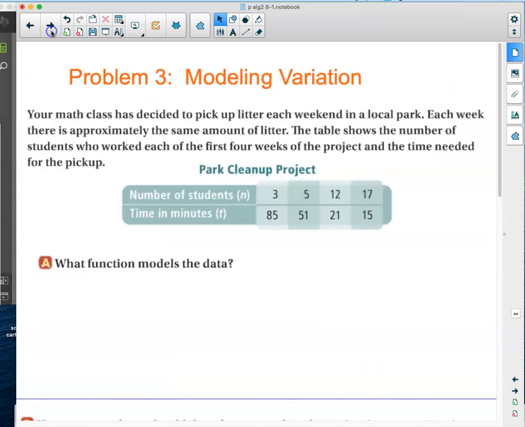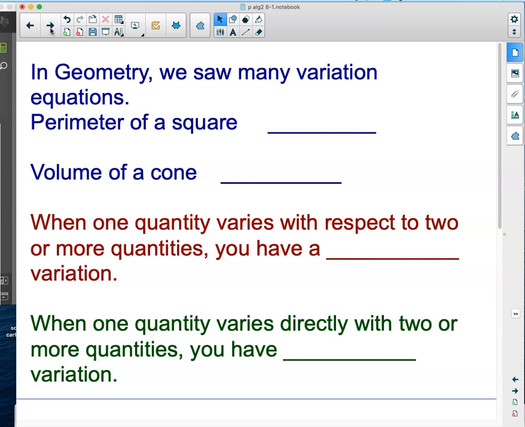So that brought us to this page. And geometry formulas are kind of famous for being direct and inverse variation and that kind of thing. So perimeter of a square. The perimeter of a square is 4 times the length of each side. Well, that's definitely direct variation. It's 4 for our constant of variation, y equals kx.